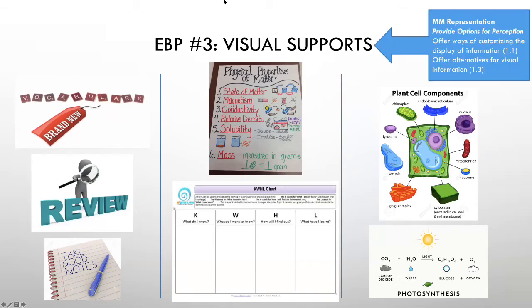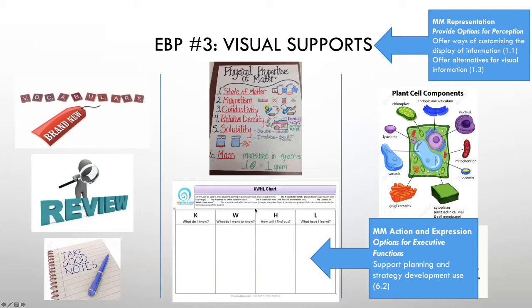And it probably is no surprise that visual supports also meet universal design for learning, the multiple means of representation, by providing options for perception. In the guidelines, it offers ways for customizing the display of information, and it offers alternatives for visual information, which is very important for students who come from all different backgrounds and have all different needs.